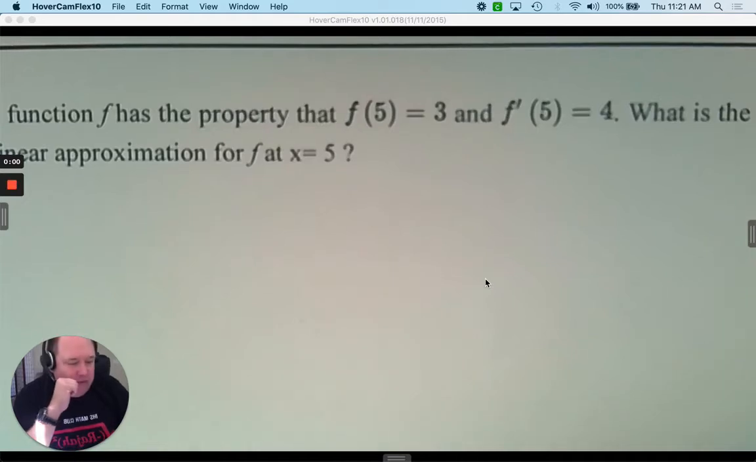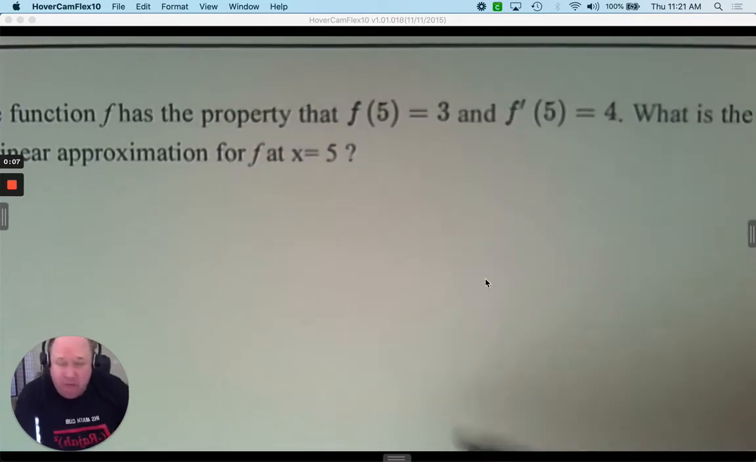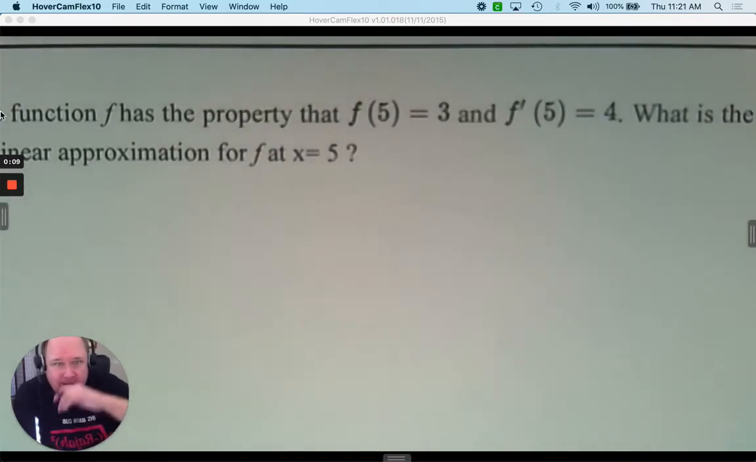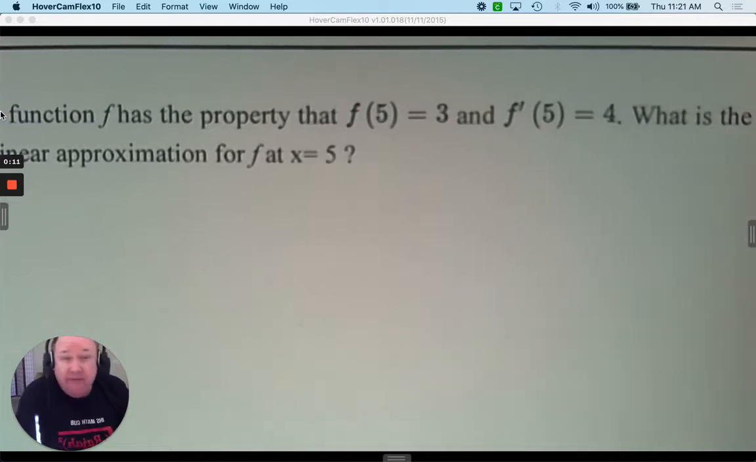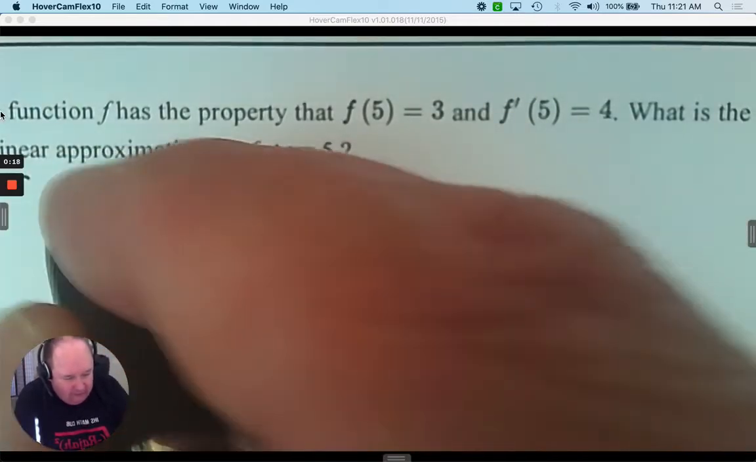All right, this is Unit 4 review from College Board. In the question, these again are going to be involving derivative type questions. F at 5 equals 3. The derivative at 5 equals 4. What is the estimate for f at 4.8 using local linear approximation?